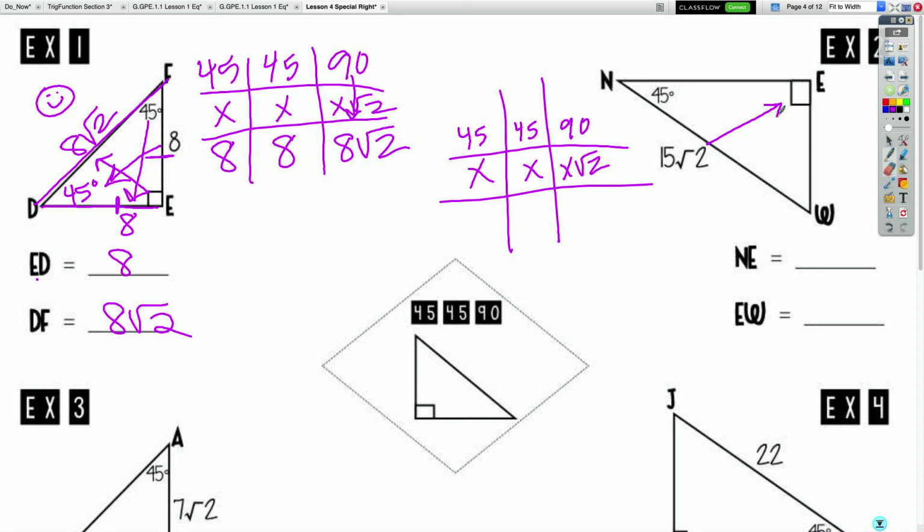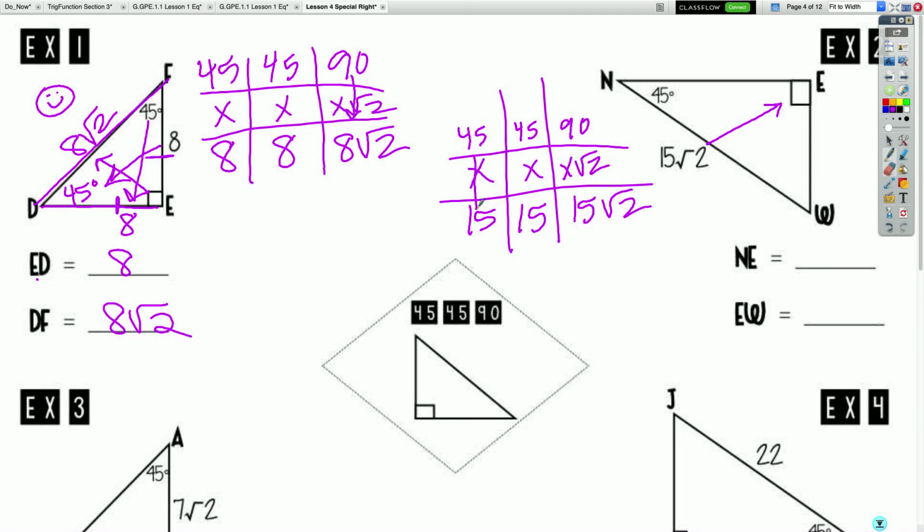Okay, so I should plug it in under what number? 90. It's straight across from the 90-degree angle. So I'm going to plug exactly what it tells me right into the 90. Okay, this is another easy example. These line up perfectly, right? X square root of 2, 15 square root of 2. So my x value would just be the number on the outside. So what's my x value? 15. So we're working backwards there to get our x value. Okay, so that's our nice, easy example there.